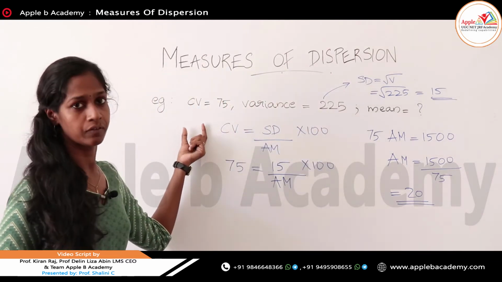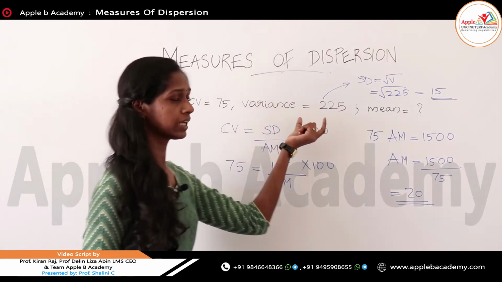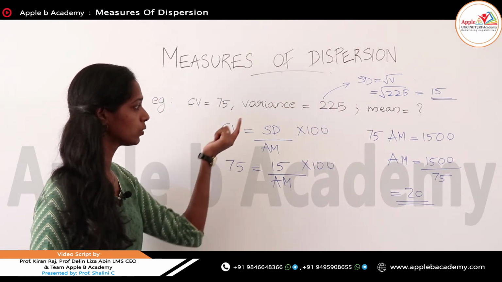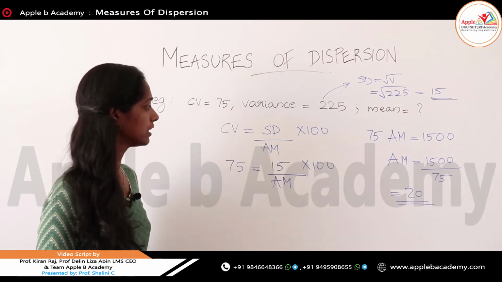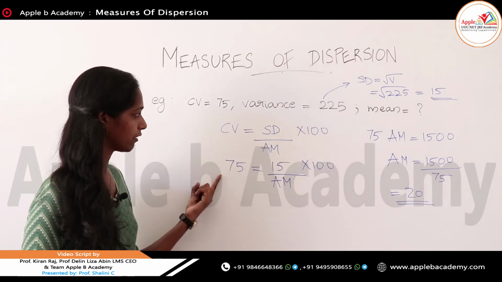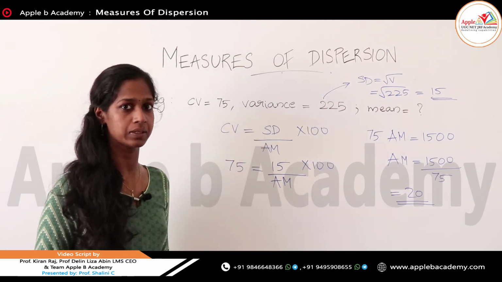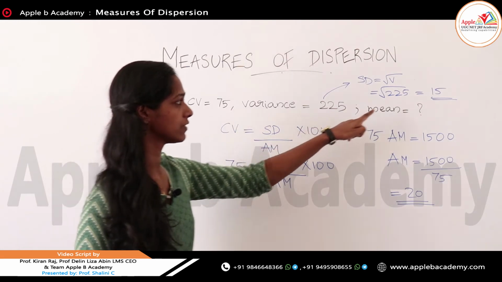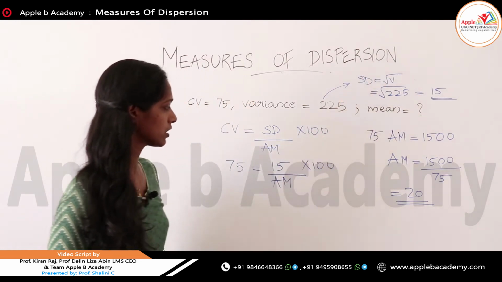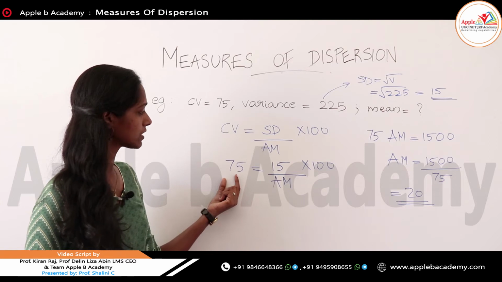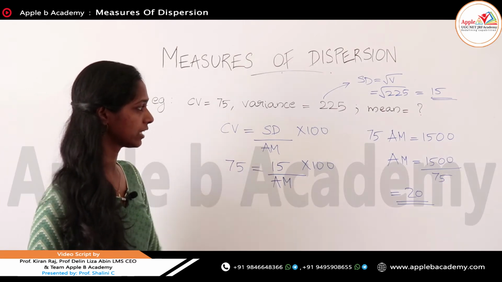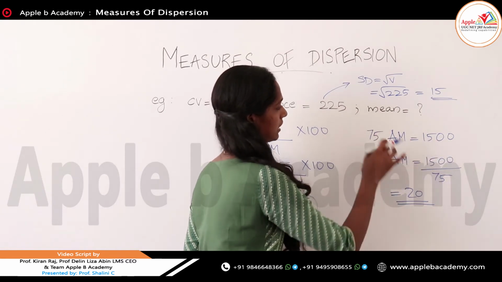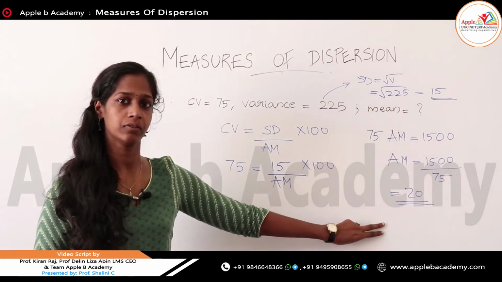So we have coefficient of variation equal to 75, variance equal to 225. What is the value of mean? This is the standard formula: CV is equal to SD by arithmetic mean into 100. Substituting the values, we have CV is 75. SD is not directly available in the question, but we have variance. So we take the root of variance. Root of 225 is 15, which is the standard deviation. You substitute it. So 75 is equal to 15 by AM into 100. So 75 AM equal to 1500. So AM is equal to 1500 divided by 75, we get the value of 20.